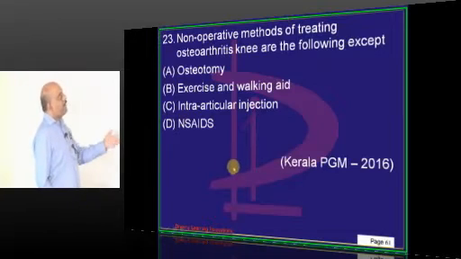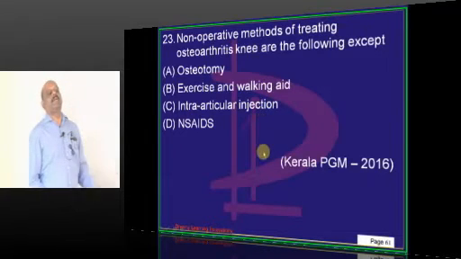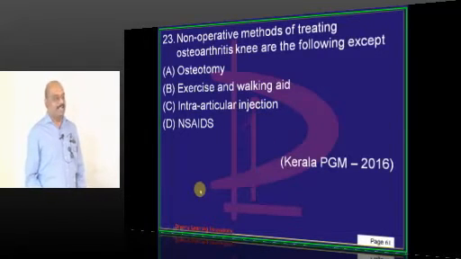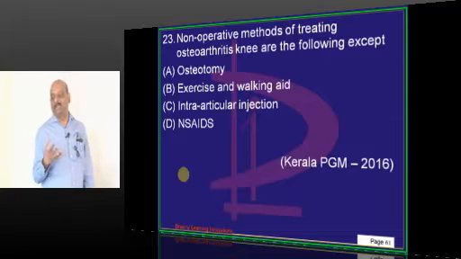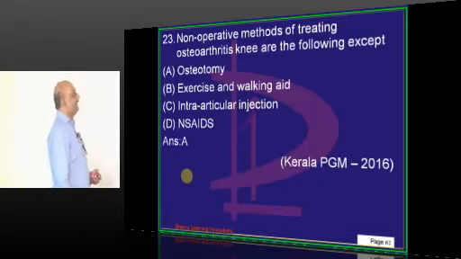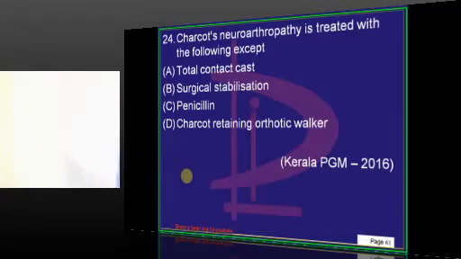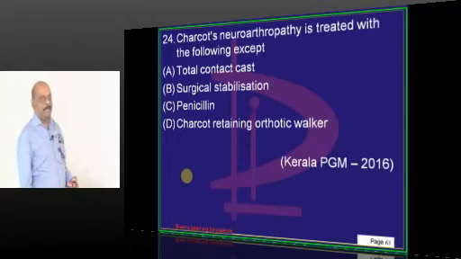Non-operative methods of treating osteoarthritis include all except osteotomy. Arre, ye to osteotomy surgery hai. Isme kya hai? Ye bhi koi answer wrong kiya? Then you are brilliantly thinking in the exam hall. Don't do that. There is no brilliance tested. Charcot neuropathy, how do you treat? Please include this in the impossible questions. Third one, third impossible. Impossible, idiotic question.